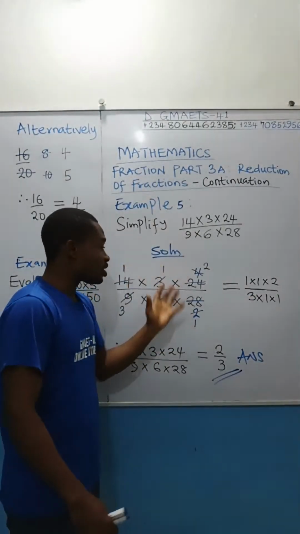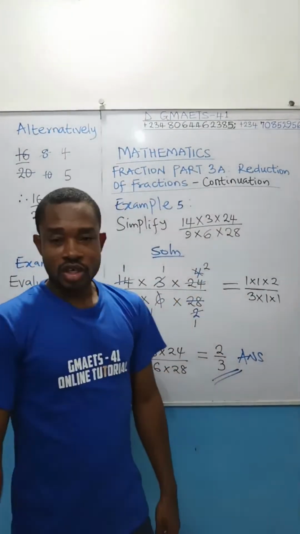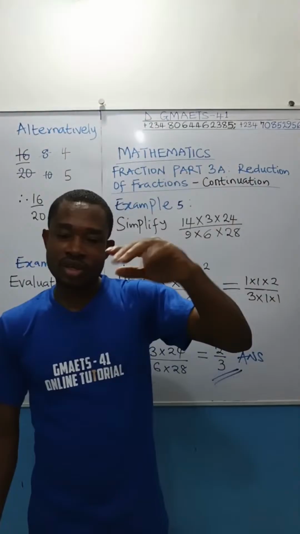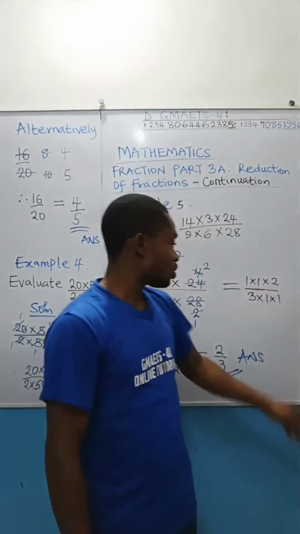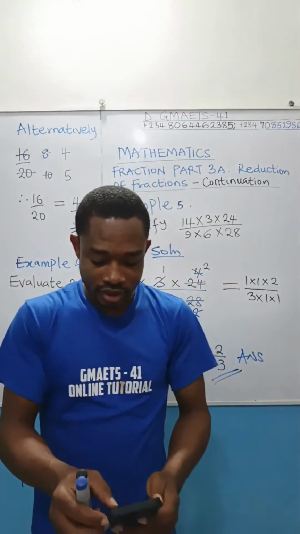But those numbers, nothing can reduce them again. So you have to multiply them out to get your final answer. Multiply the numerators, get your answer. Multiply the denominators, get your answer. So remember that. All right, I think we are done with this.